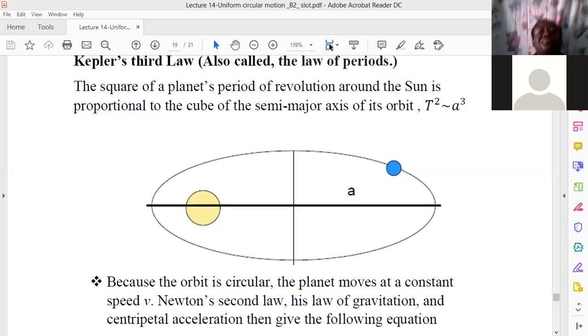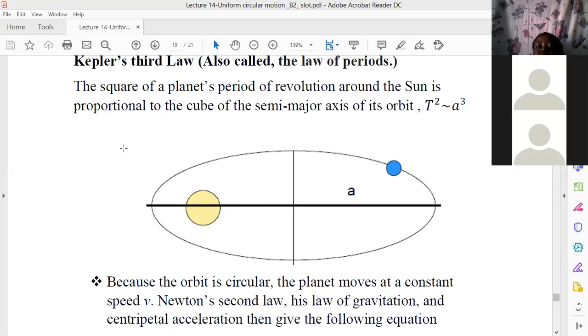So the time it takes for the planets to revolve, the square of the periods, the planet revolves around the sun, is proportional to the cube of the major axis. Remember, these are your major axis, that axis cubed.